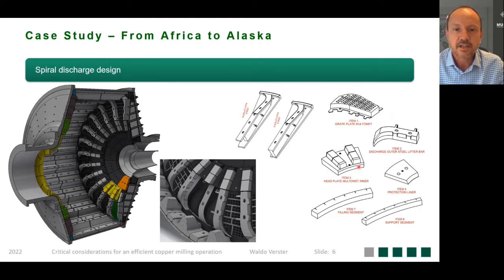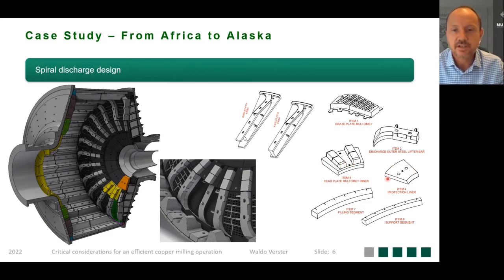Moving towards the mid liner, here we have incorporated an integrated liner where we've integrated 2 lifter bars and 2 head plates into a single liner. The biggest advantages of these integrated liners are a reduction of installation time, a cost benefit, as well as improved structural integrity of this type of liner design.